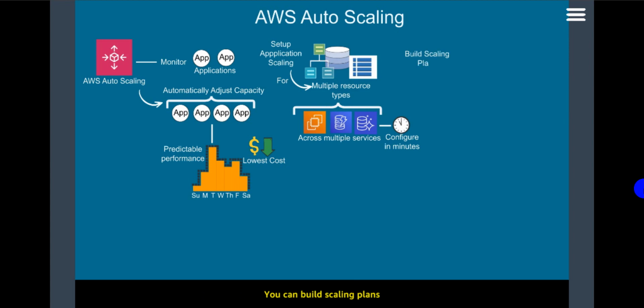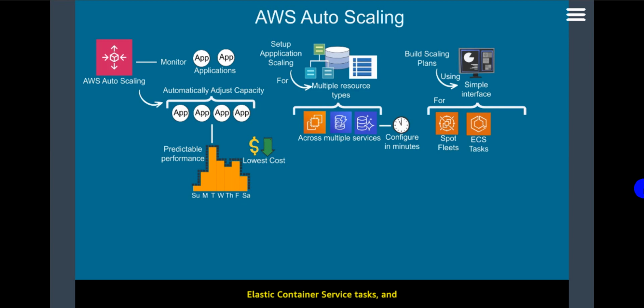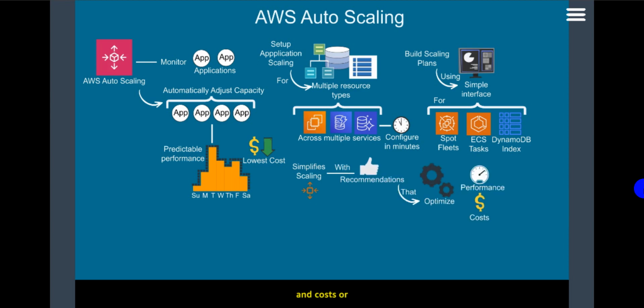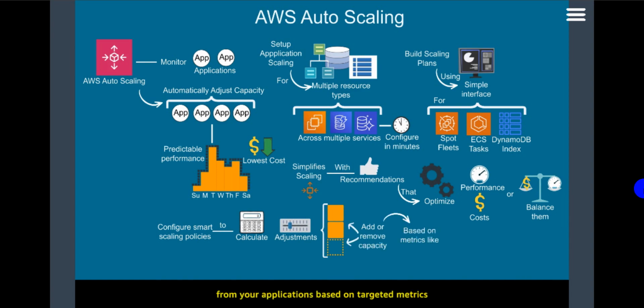You can build scaling plans using a simple interface to manage resources like Amazon EC2 Spot Fleets, Elastic Container Services tasks, and DynamoDB tables and indexes. Scaling is simplified with recommendations that optimize performance and costs, or establish a balance between them. You can also configure smart scaling policies to calculate the appropriate scaling adjustments that immediately add or remove capacity from your applications based on targeted metrics like CPU utilization.